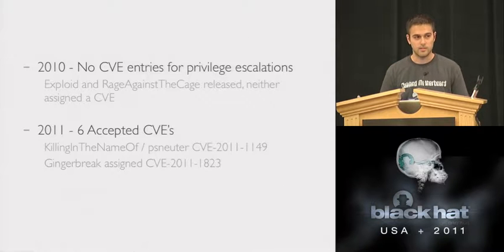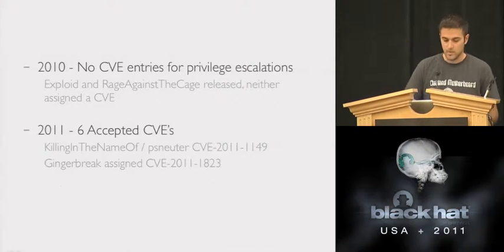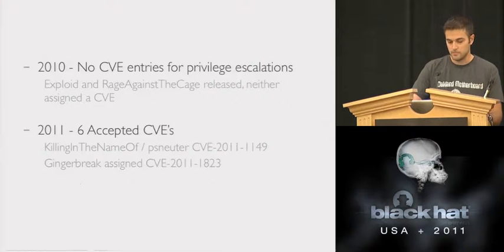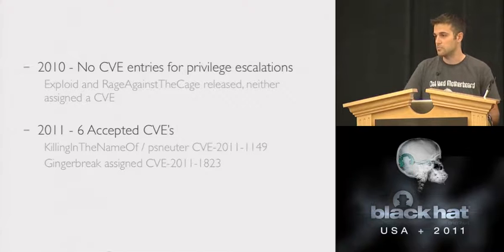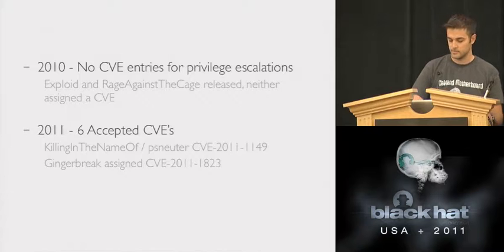If we want to look at the system, we need to see, have we seen any CVEs so far? In 2010, we actually have no recorded CVEs that include privilege escalation. There were 2 actual exploits that were released, both Exploid and Rage Against the Cage. They were not assigned CVEs though. In 2011, we have 6 accepted CVEs thus far. We have Killing in the Name Of, which is also known as psneuter, and we have Gingerbreak. Those 2 specific exploits do allow you to root the phone and gain those extra privileges.